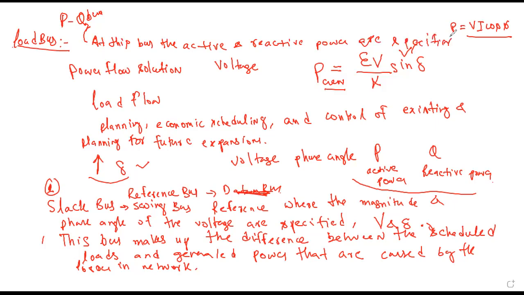And what happens with this bus is the magnitude and phase angle part of the bus voltages are unknown. We don't consider them. So these buses are called PQ buses. Then there are regulated buses.